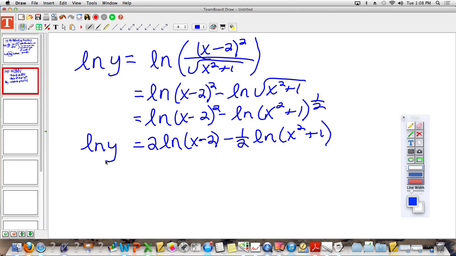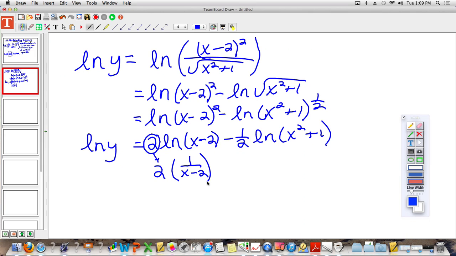So now let's talk about the derivative. What is the derivative of, I'm going to ignore this 2 out front for just a minute, what is the derivative of the ln of x minus 2? It is 1 over what? Over x minus 2. So we have this 2 here, so we have 2 times 1 over x minus 2.